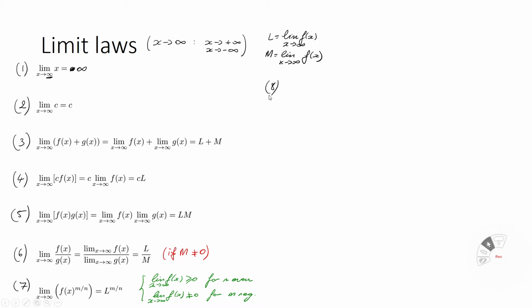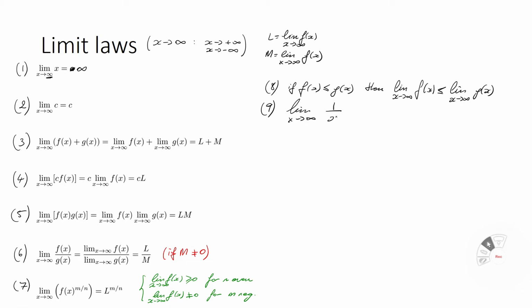So the 8th one is: if f of x is less than g of x, then the limit for x going to infinity of f of x is less than or equal to the limit of g of x. Number 9, the limit x going to infinity of 1 over x to a power n is 0 if n is bigger than 0.